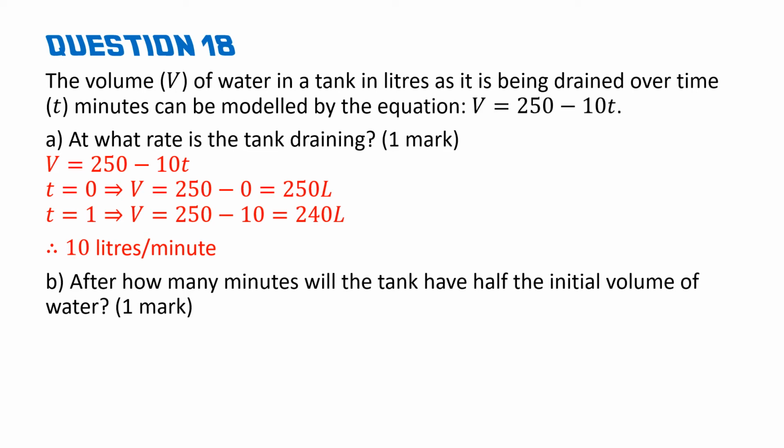Whenever we've got a number that doesn't have a variable attached to it, that's how much we're starting with. And then our rate is going to be either a positive or a negative. In this instance, it's a negative, and that's the number that gets multiplied by our variable, in this instance, t.